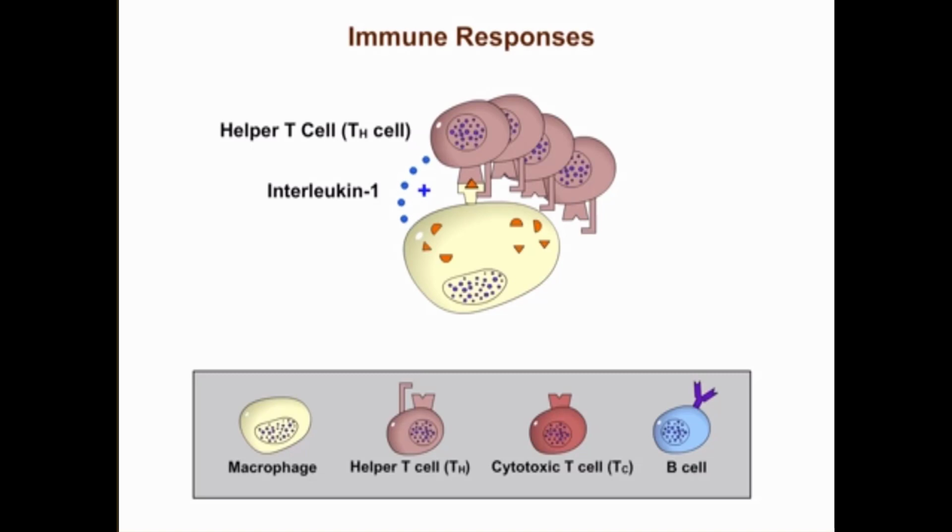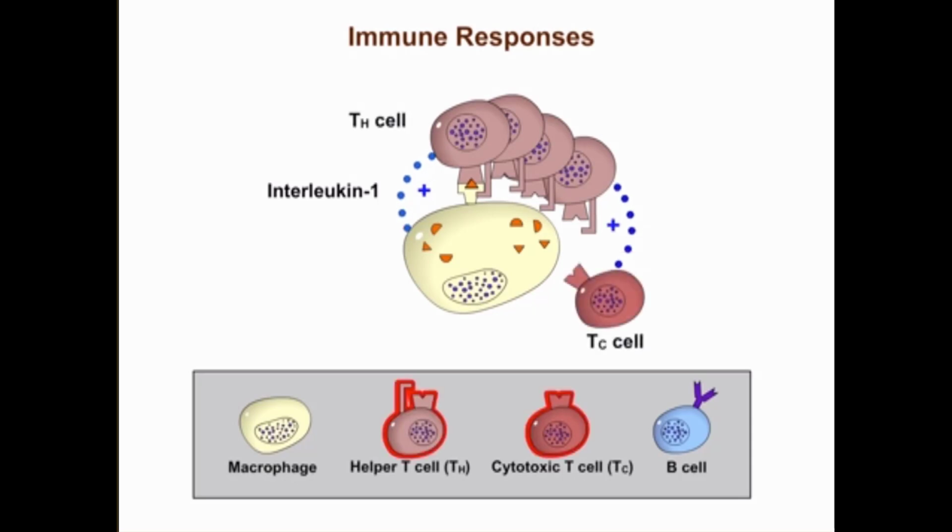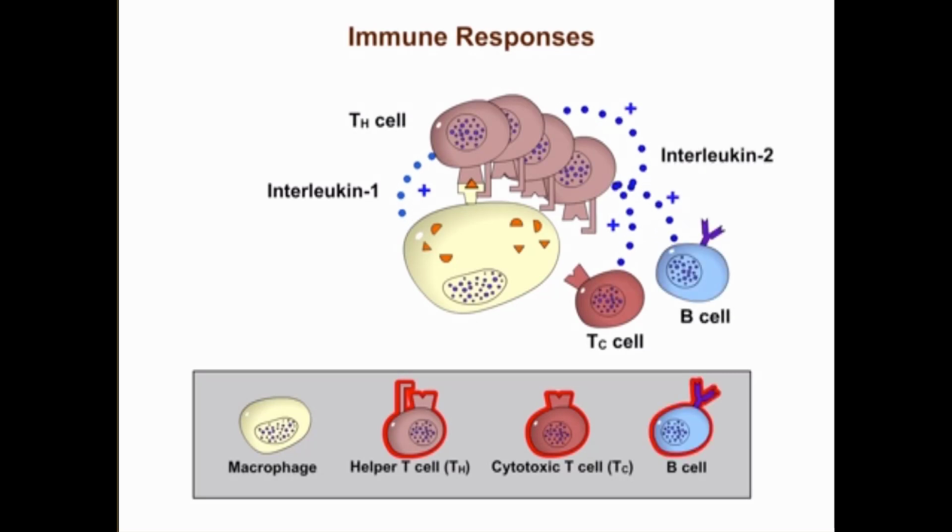Helper T cells next activate other cells in the immune system by secreting the cytokine interleukin-2. Helper T cells, cytotoxic T cells, and B cells are all stimulated by interleukin-2. Interleukin-2 causes helper T cells to divide more rapidly and increase cytokine production. Cytotoxic T cells are stimulated to become active killer cells. B cells are stimulated to develop into plasma cells.